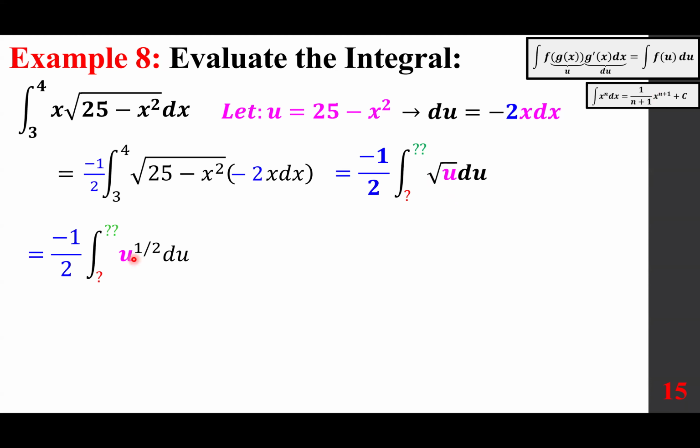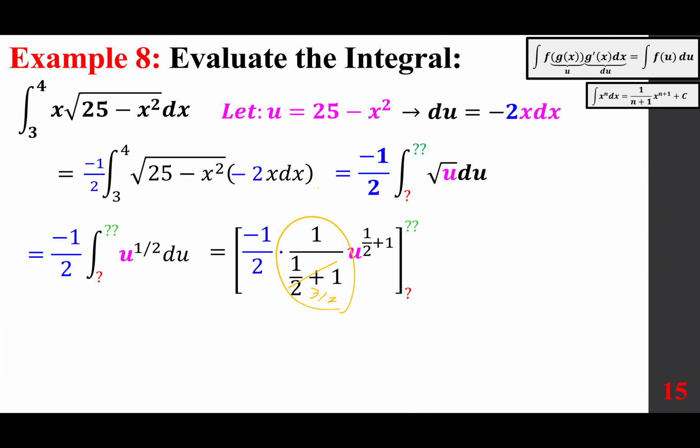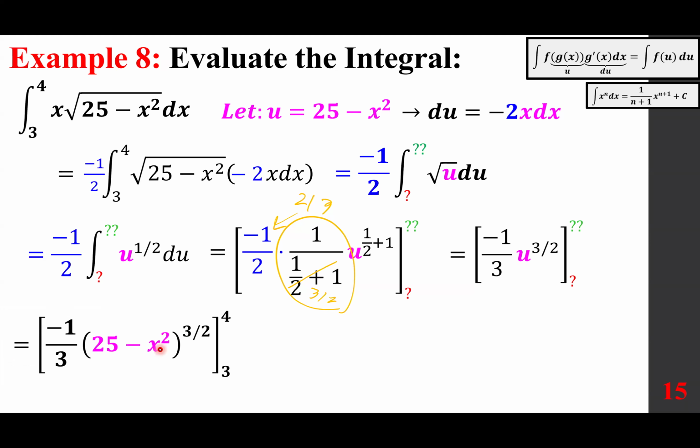Again, this has been done a number of times. This remains. This is 1 over (1/2 plus 1) times u to the power of 1/2 plus 1, which is 3/2. The reciprocal is 2/3. This product is negative 1/3. Again, we are not writing the new limits at this point. We are going back to the original variable and original limit. So we're going to replace the u with 25 minus x squared, and we're going to go from 3 to 4. You can finish the job there. Or let's figure out what the new limits are supposed to be.